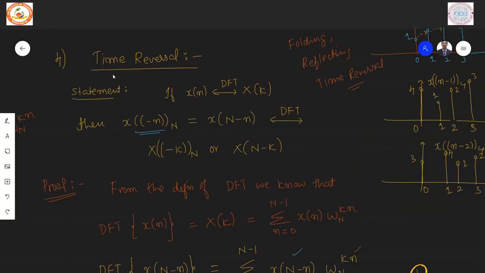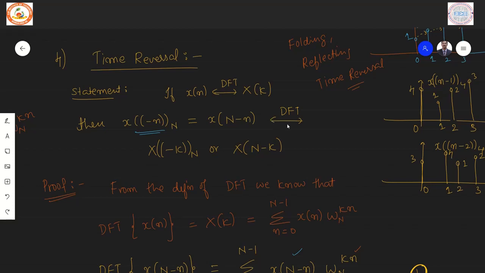Property number 4 of DFT is called the time reversal property. The statement of the time reversal property is something like this. If x of n has N-point DFT X of k, then x of minus n mod N is equal to x of capital N minus n. This is nothing but application of mod. So these two are said to be equivalent, both are the same.